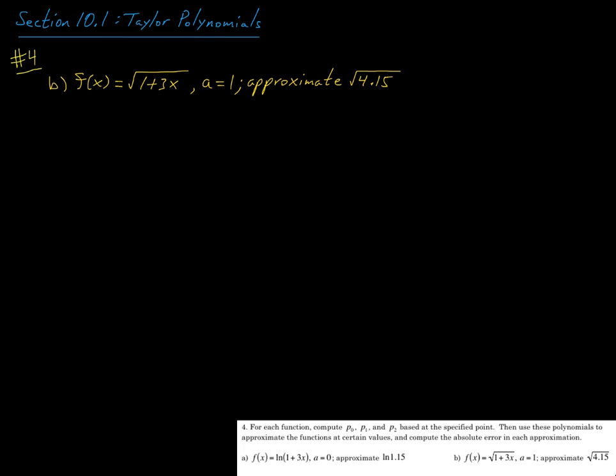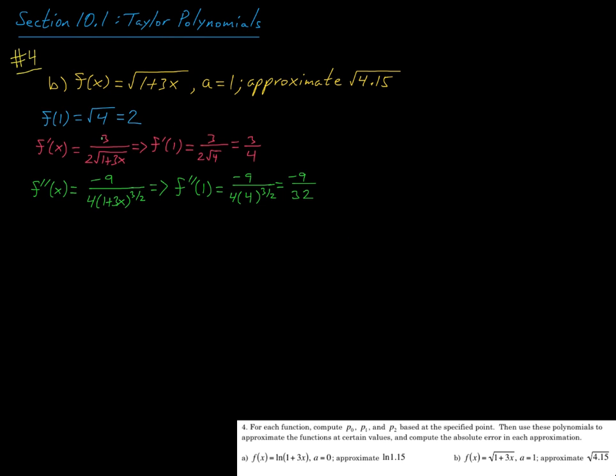All right, so here we're looking at f of x, which is the square root of 1 plus 3x, and now we're basing things at a equal 1. And so, just like we did in part A, we'll start out by looking at f of 1, f prime of 1, and f double prime of 1. Okay, so f of 1, that's just the square root of 4, which is equal to 2. Now f prime of x, we're differentiating the square root, so we'll get 1 over 2 times that square root. And then from the chain rule factor, we get this 3 there. So that implies that f prime of 1 is 3/4.